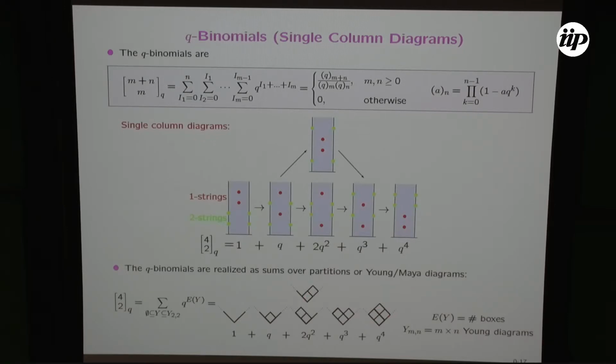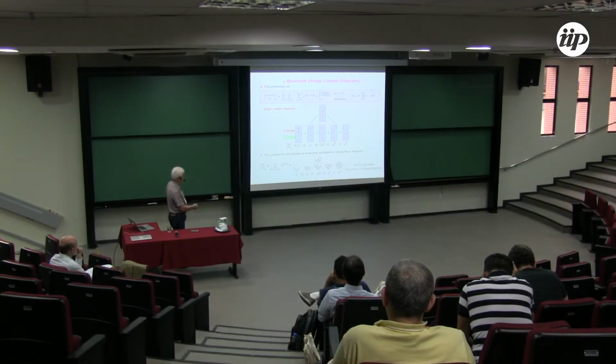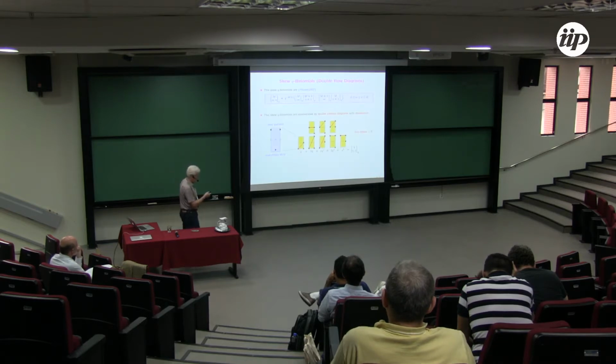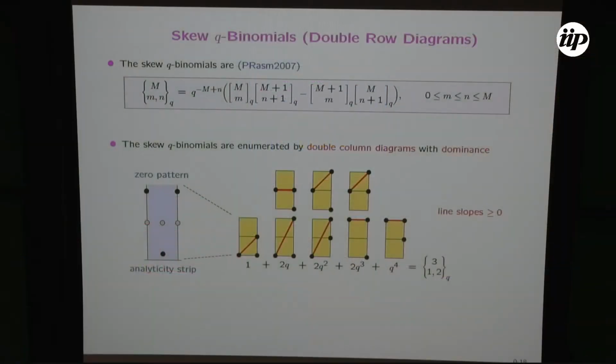So these are naturally related to partitions and all sorts of things that excite pure mathematicians. We will also need skew Q binomials, and these are related to double row diagrams. And these were introduced in the study of critical dense polymers, which is the logarithmic minimal model 1-2 in 2007. And these Q binomials are given as differences of products of 2 ordinary Q binomials. Again, they have a nice diagrammatic interpretation.